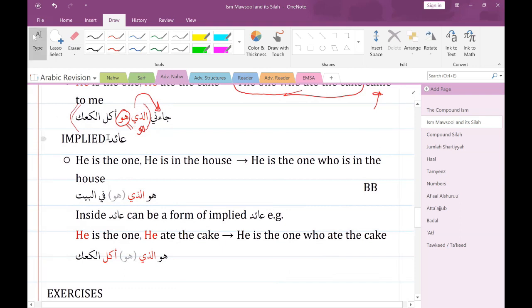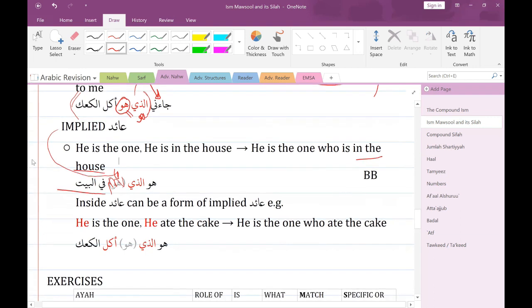Then you have implied a'id. Implied a'id, this is the a'id that is just understood. Like, it's not said, but we understand that it's there. Mostly comes with muta'alliq bil khabar most of the time. Like, if you look at an example, he is the one who is in the house. So this structure, in the house, we know this is fil bayti, it's a muta'alliq, it's a jar majroor. So instead of saying huwa alladhi huwa fil bayt, we omit the huwa and we just say directly huwa alladhi fil bayt. He is the one who is in the house. So we assume it is implied. The huwa is understood, is implied.